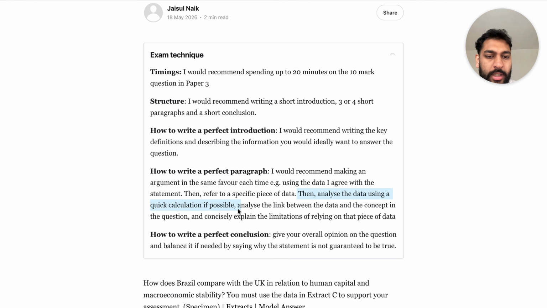Analyze the data. If you can do a quick calculation, a percentage change or anything like that, do it. But more importantly, analyze the link between the data and the concept. So don't just say the data shows unemployment increased. If you say unemployment increased, this shows that more people are out of work, therefore they have lower incomes, therefore their living standard, something like that. Okay, it depends on the question. And then explain the limitations of just relying on that data. Not saying that the data is wrong, but saying that the data is limited because it's not factoring in inflation, it's not factoring in the population, and so on and so on.